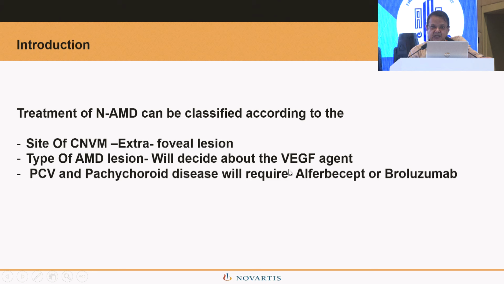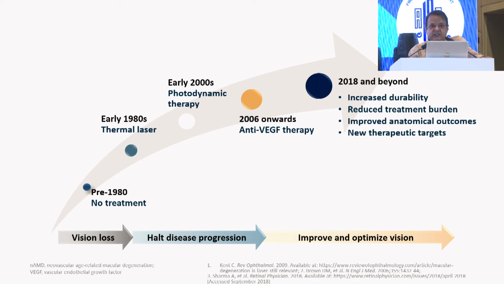In a typical AMD patient, you inject ranibizumab or bevacizumab. But if you have a patient with PCV or pachychoroid disease, they will require aflibercept or brolucizumab. If you look at the genesis of treatment, before 1980 we didn't have any. Thermal laser came in the 1980s. In 2000 we shifted toward stabilization of vision with photodynamic therapy. The major breakthrough was in 2006, when anti-VEGF therapy came and we started talking about improvement in vision rather than stabilization in subfoveal age-related macular degeneration.